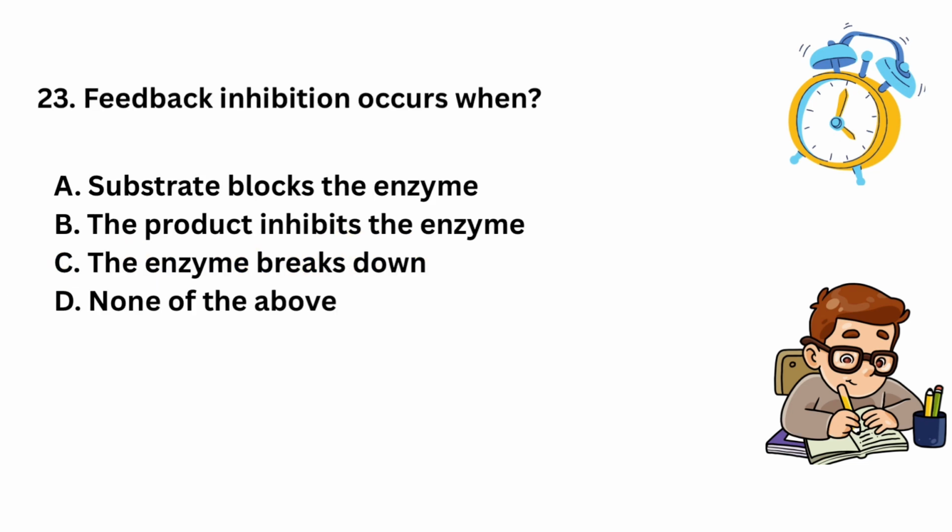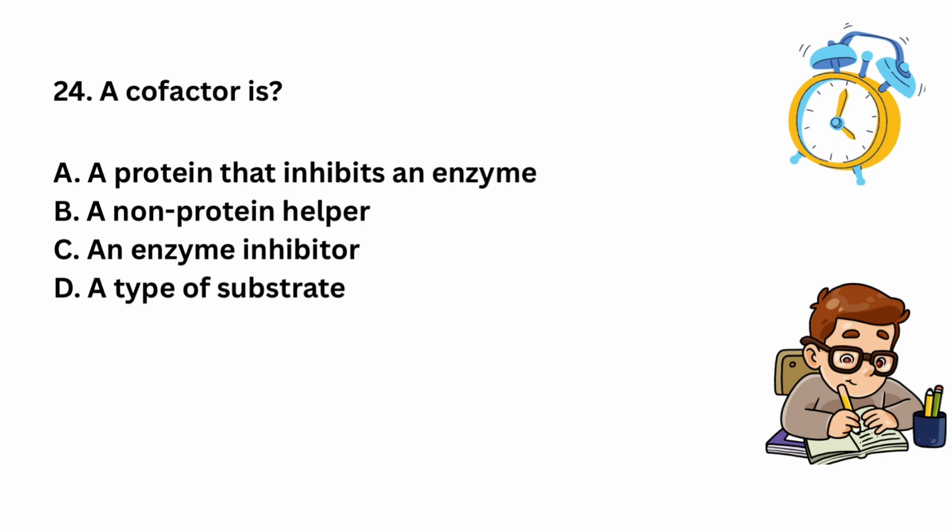Feedback inhibition occurs when. The answer is B, when the product inhibits the enzyme. Question number 24 says, a cofactor is. And the answer is, a cofactor is a non-protein helper.